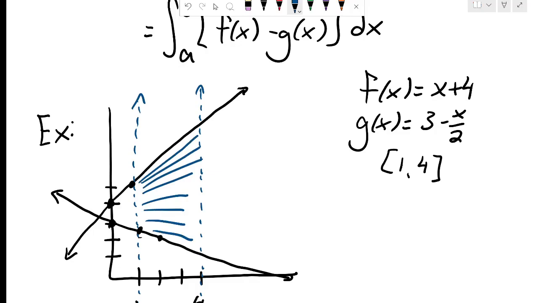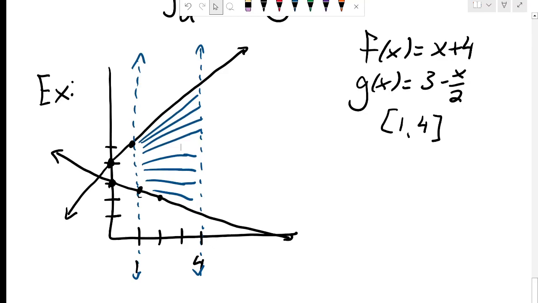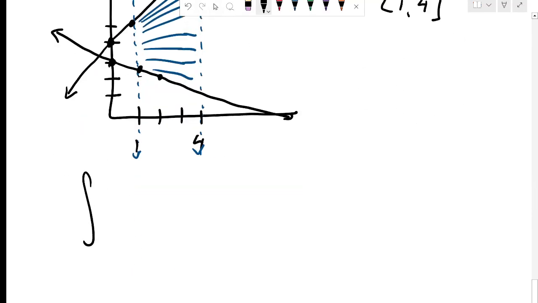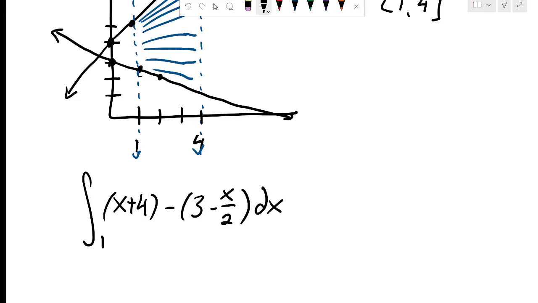So all we need to do then is integrate the difference of these two functions between 1 and 4. Simple enough using the integration techniques that we have so far. Really no tricks to it or anything. So the integral from 1 to 4 of x plus 4 minus 3 minus x over 2 dx.